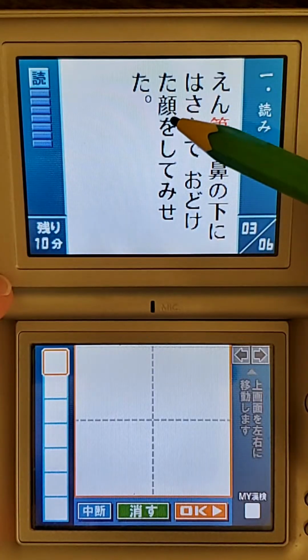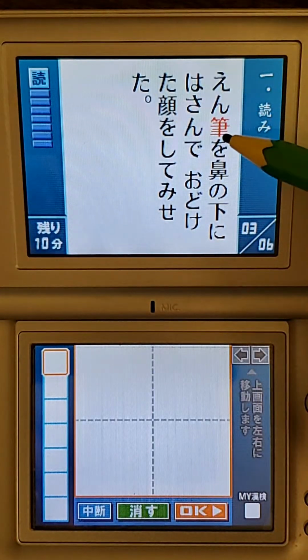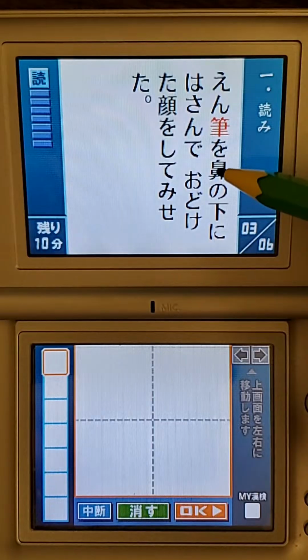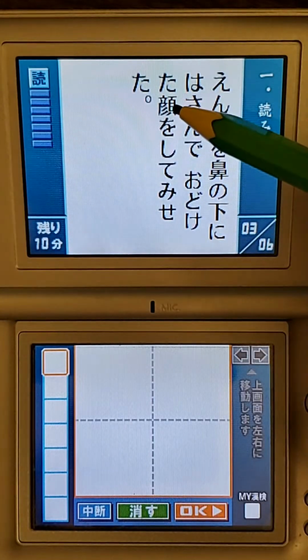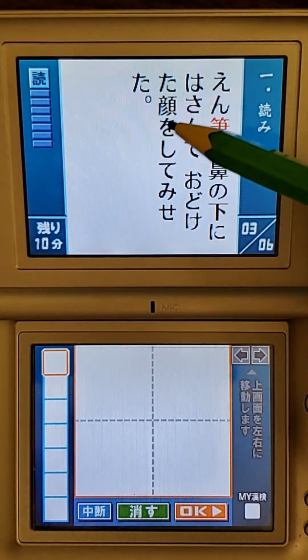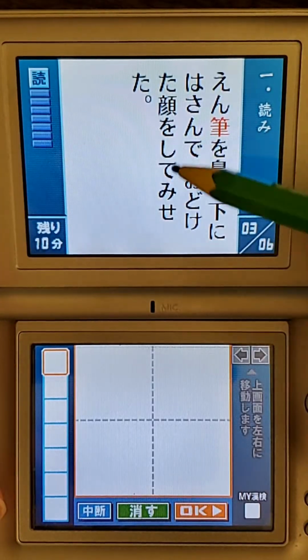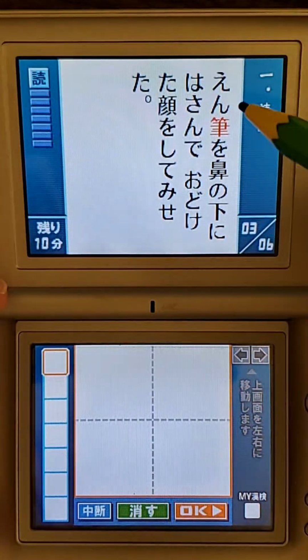鉛筆を鼻の下に挟んで, what the fudge? おどけた顔をしてみせた. So 鉛筆, so pencil, 鼻の下, like under my nose. I put the pencil under my nose and then おどけた, I'm not sure what that means. So like weird, I guess, maybe. 顔, his face. をしてみせた, so I made a weird face.